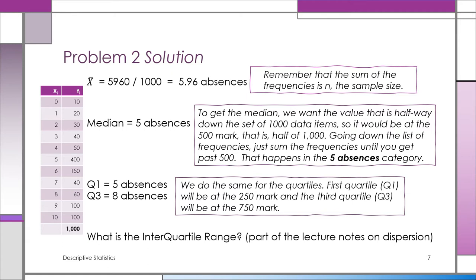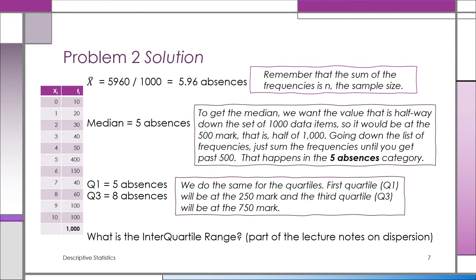You do the same thing, but now you're counting down. For Q1, you count down 250 observations, again only using the frequency column. Count down 250. 10 plus 20, that's 30. 30 and 30 is 60. 60 and 40 is 100. 50 is 150. Now you want 250, so you're going to be somewhere in those 5s. One of those 5s will be your Q1. So Q1 is 5 absences.